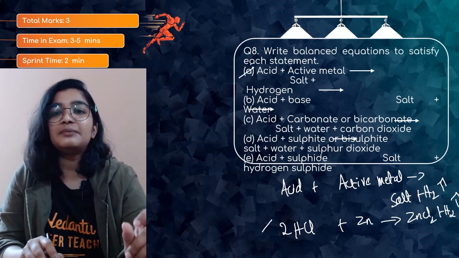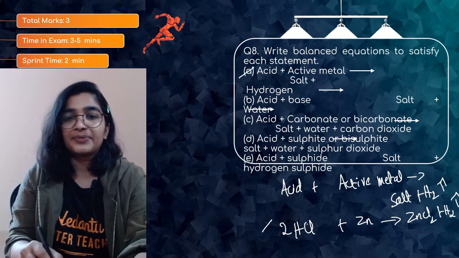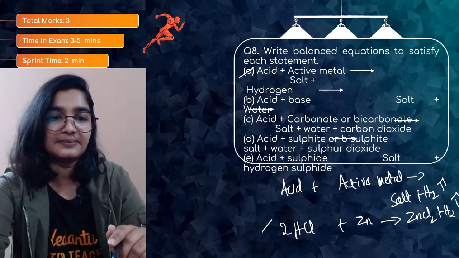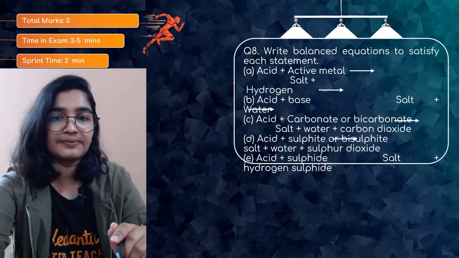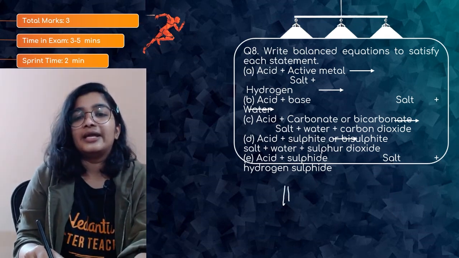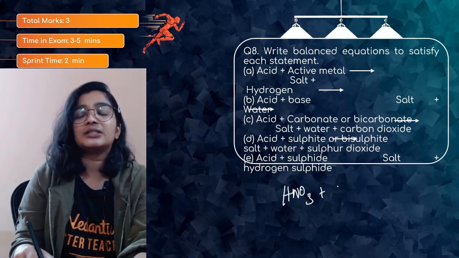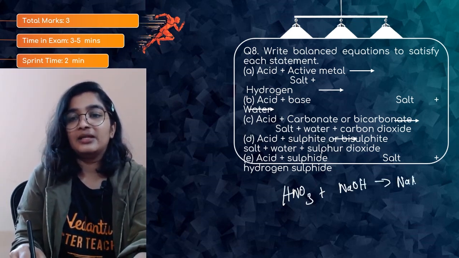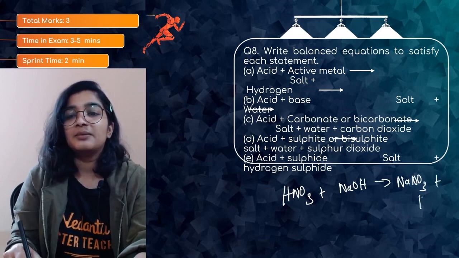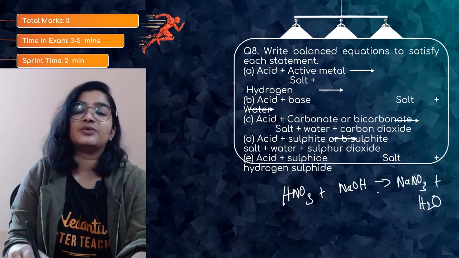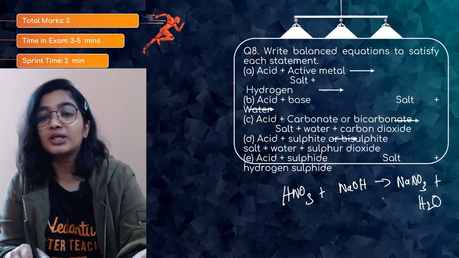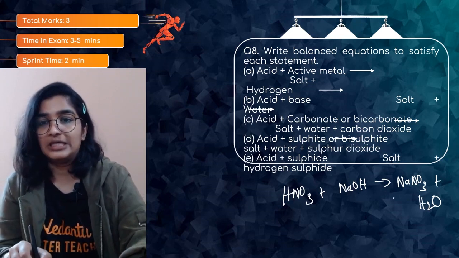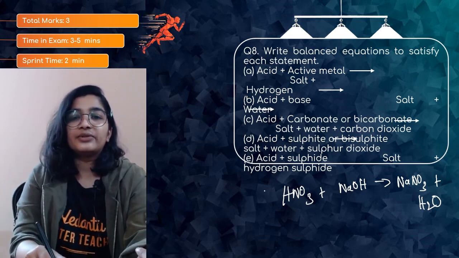Second one is acid plus base, you will get salt and water. I'll erase this. HNO3 plus NaOH, I'll get NaNO3, sodium nitrate, plus water. Is this balanced? NO3, NO3, Na, H2O. Yes, it is balanced. This is B.